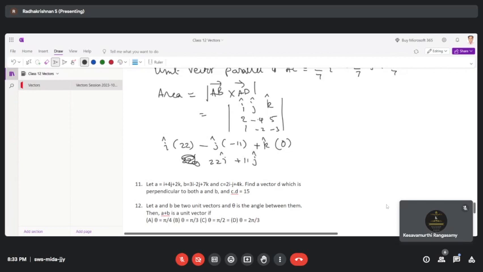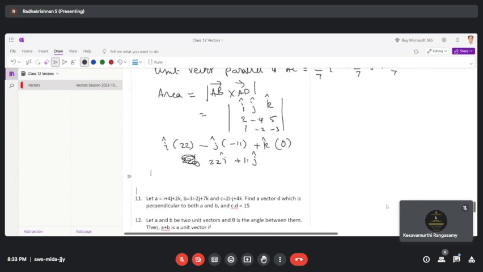So this is your area. So we need to get the AB cross AD, which is what you have calculated. So area will be the magnitude of this.